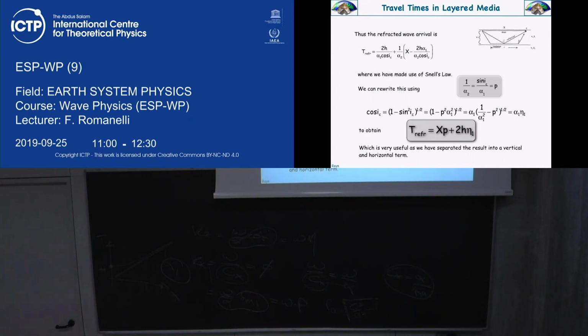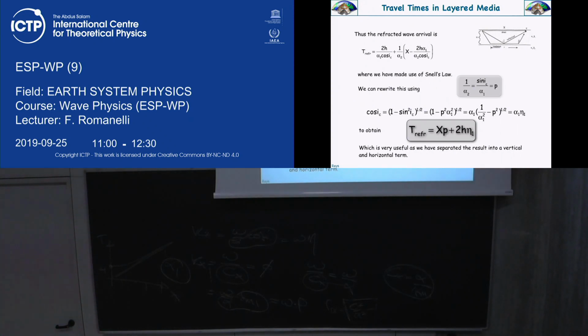Final step. 1 over alpha 2, by definition, is this. Let's call it P. Well, that's the P that we have used before. And now we can call it the ray parameter. It's a number. P has to be 1 over alpha 2 at the critical angle. No way out. What about the cosine of IC? Well, it will be 1 minus, oh, that's the old eta. Thus, we can write this expression here in this way here.